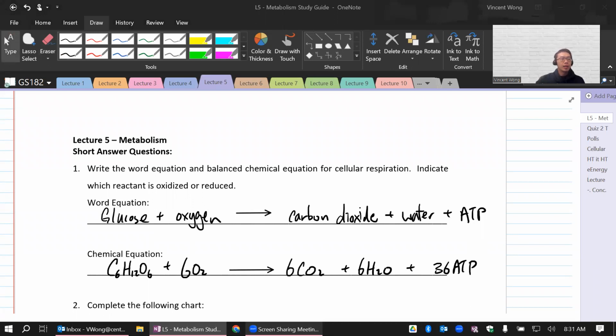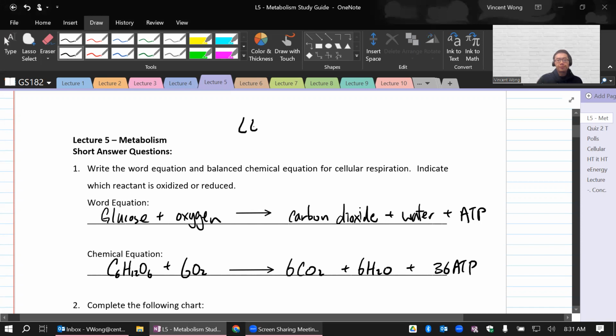Now, we also learned that this is a redox reaction, right? In a redox reaction, one reactant is going to be losing electrons, and the other one is going to be gaining electrons. When you lose electrons, we call it oxidation. And when a molecule gains electrons, then we say reduction. So can someone please tell me, is glucose oxidized or reduced in this reaction?